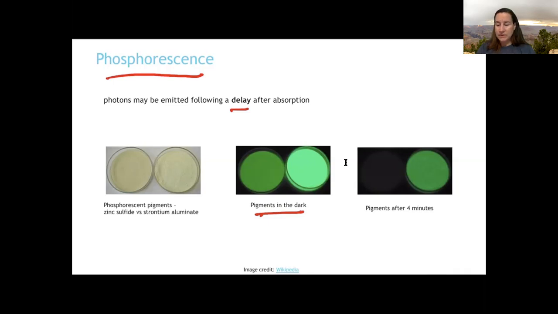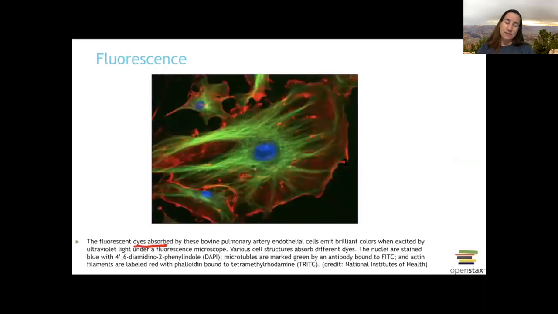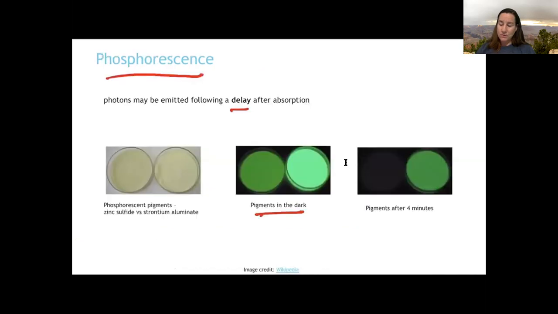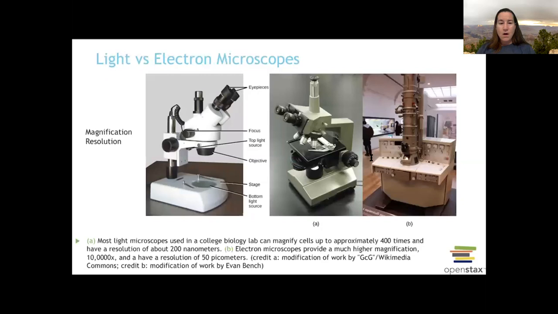So we got phosphorescence. There's a delay in phosphorescence. And then fluorescence is immediate. It's taking that higher energy level and sending it back out in something that you and I can see immediately. So know these two different ones.